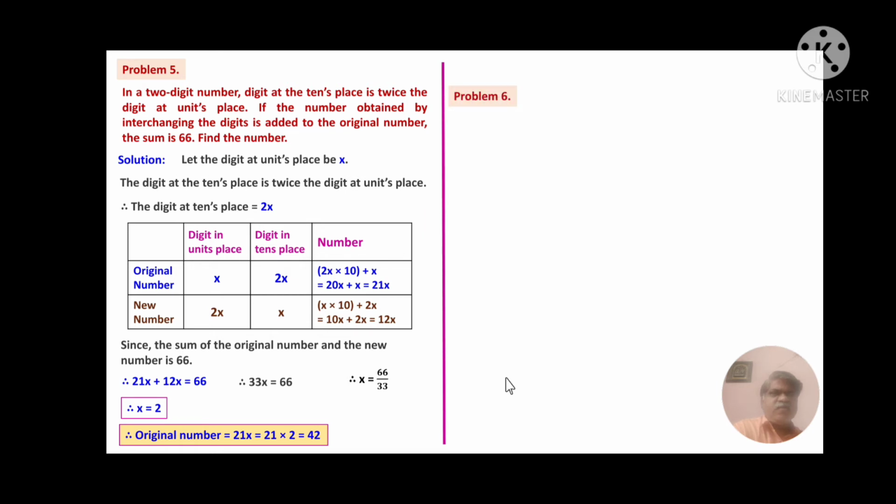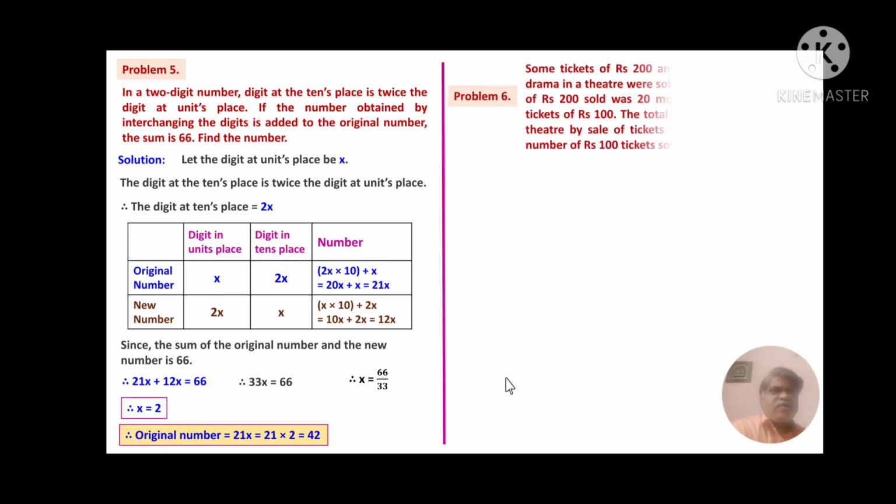Now let us discuss problem number 6. Some tickets of rupees 200 and some of rupees 100 of a drama in a theatre were sold. The number of tickets of rupees 200 sold was 20 more than the number of tickets of rupees 100. The total amount received by the theatre by the sale of tickets was rupees 37,000. Find the number of rupees 100 tickets that have been sold.